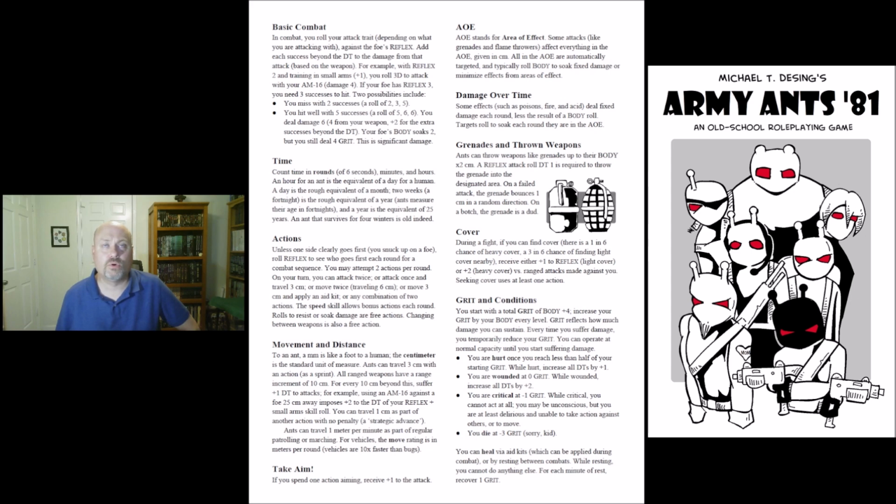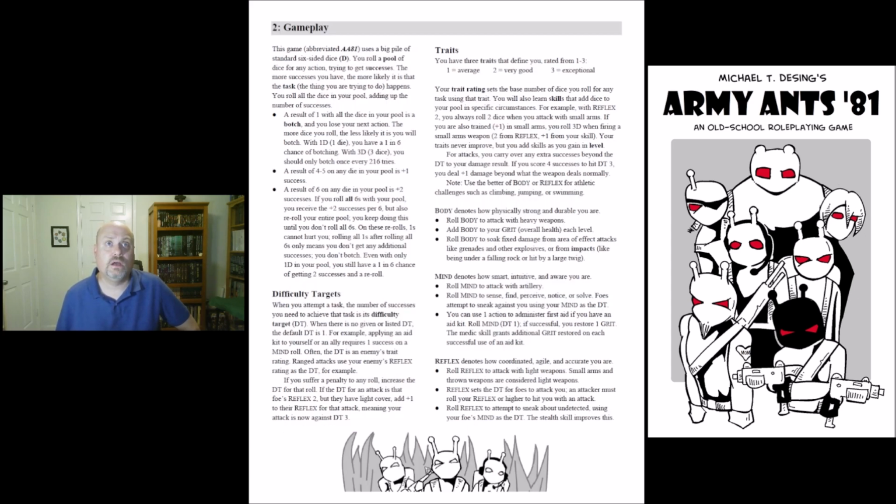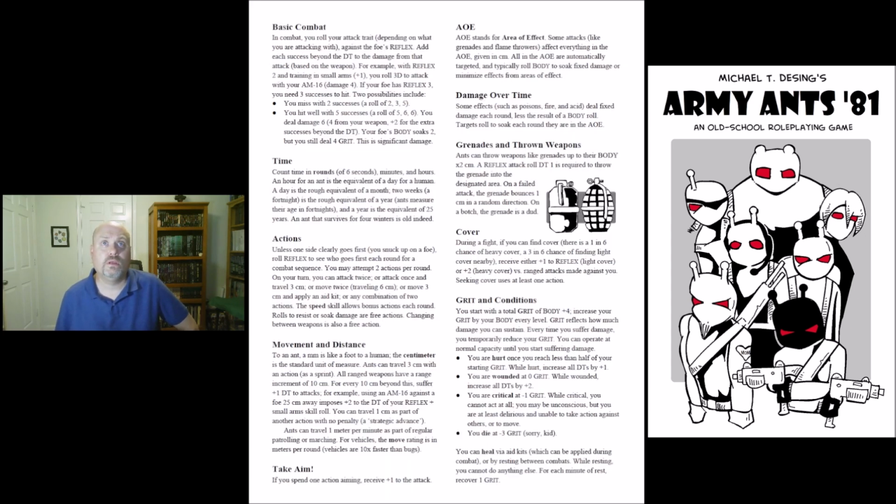Basic combat, you're going to be rolling against different foes, things like your foe's reflex. If you're trying to attack them, you're going to add successes beyond what you get on the difficulty target number, and that's going to add on to damage. For example, with reflex 2 and training in small arms plus 1, you get 3 dice to attack with your AM16. It does 4 damage. If your foe has reflex 3, you need 3 successes to hit. So here are some possibilities.